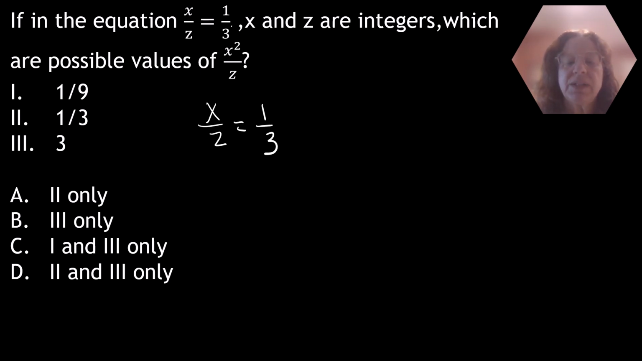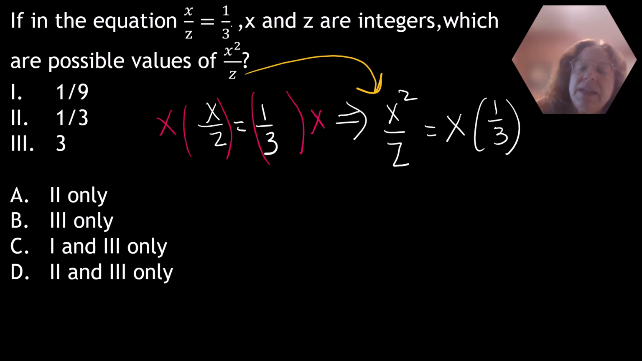So the first thing we're given is x over z equals 1/3, but we want to know the possible values of x squared over z. So let's just multiply both sides by x to get x squared over z, and we get x squared over z is equal to x times 1/3, and then we can plug in the possible values.